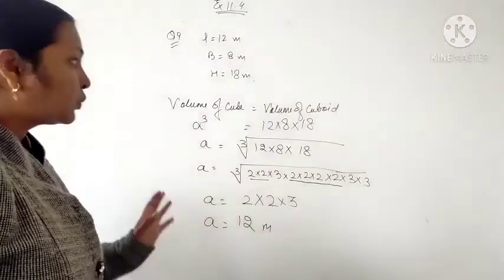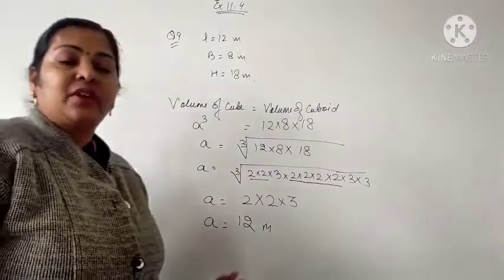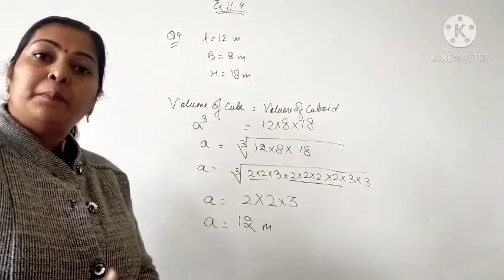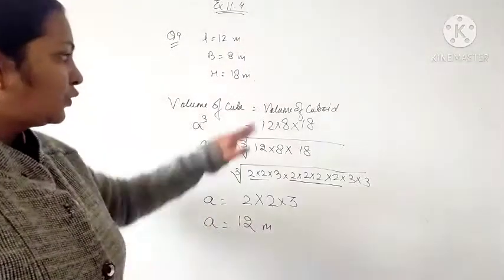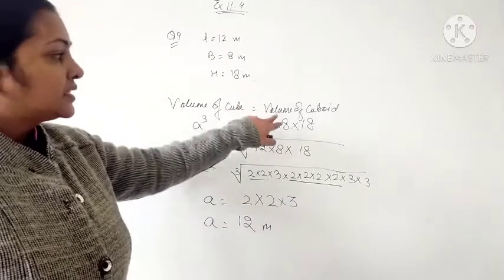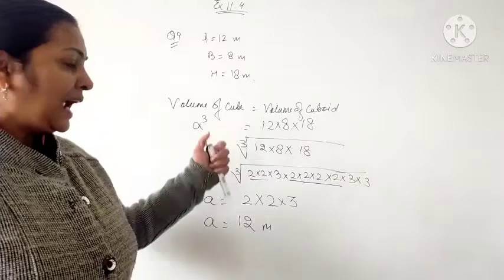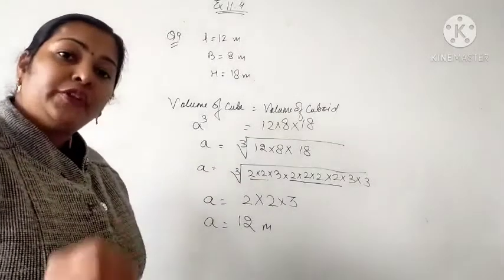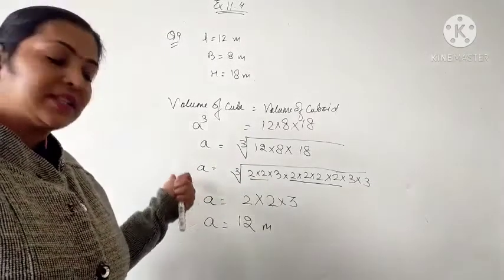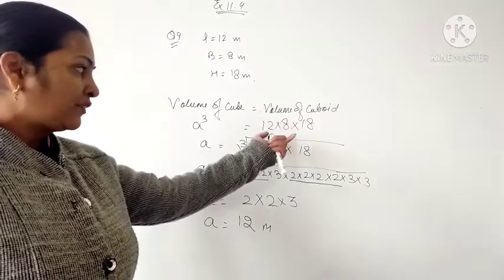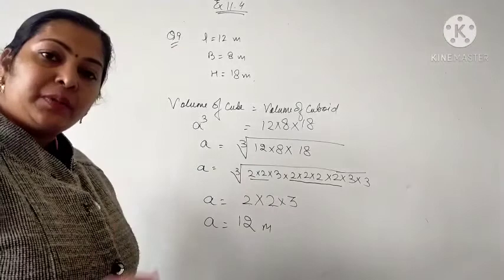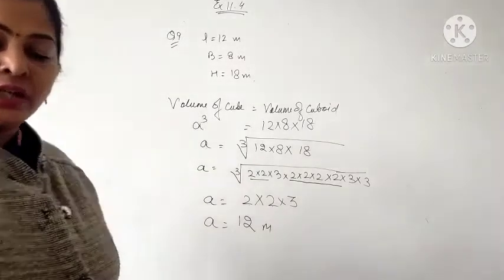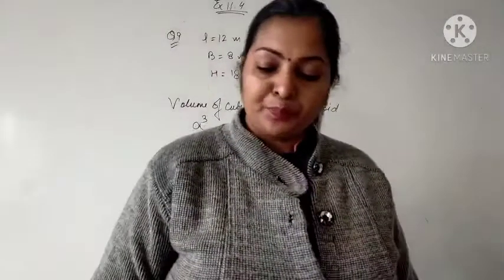What we have done in this problem: a cuboid was given to us and we have to melt it to form a cube. So the volume of the cuboid will be equal to the volume of the cube. We just find the volume of the cuboid, and the cube root of that volume will be equal to the side of the cube. So this solves our problem.